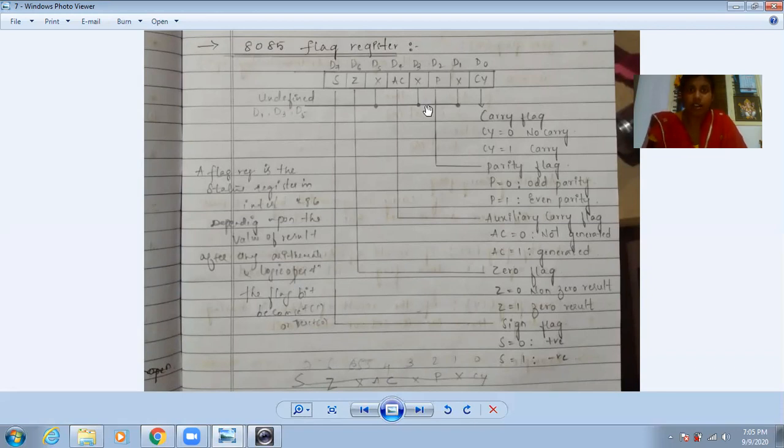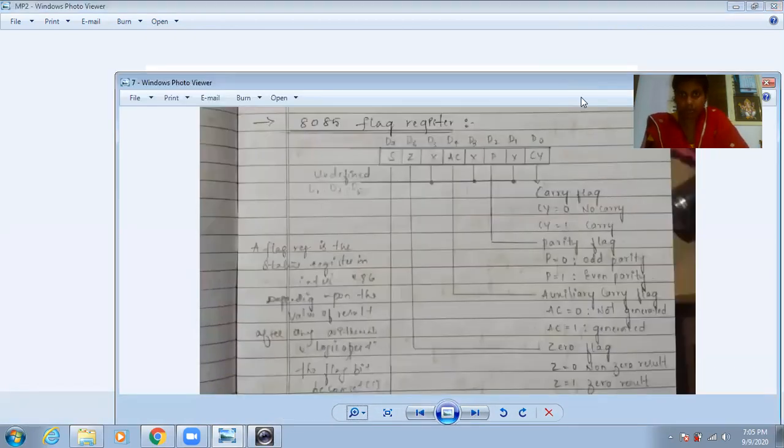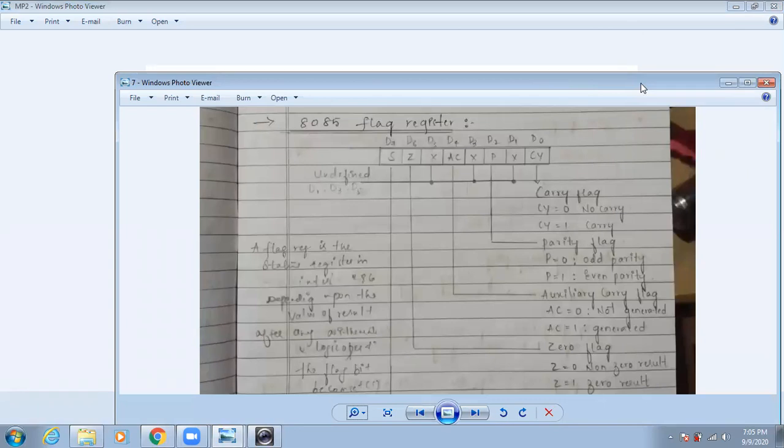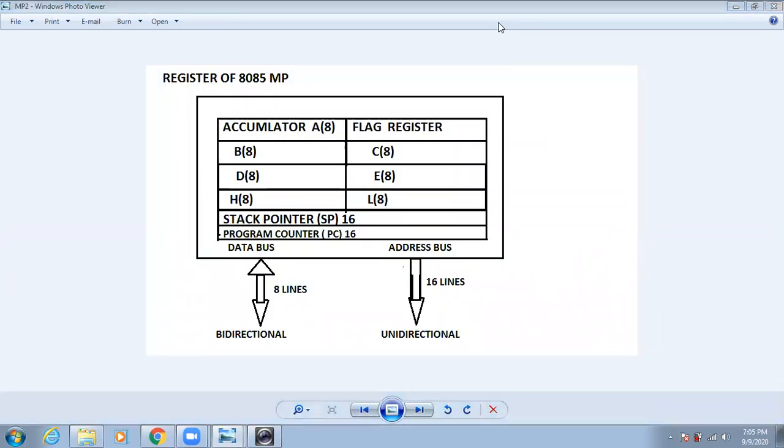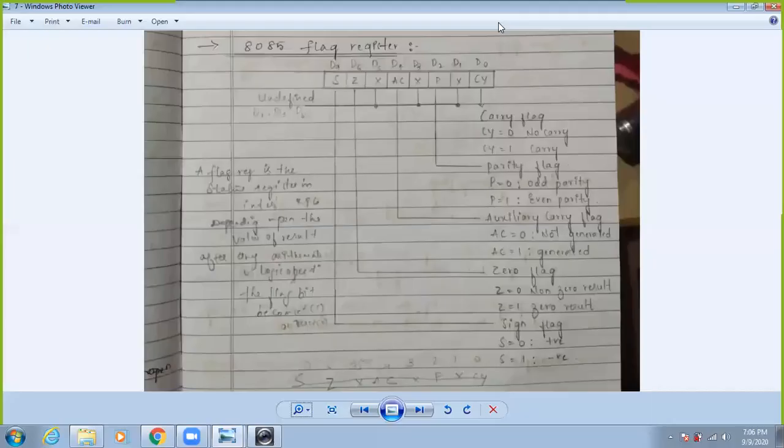So here, as I said, flag register is having the 8-bit. So here also we will be having the 8-bit data from D0 to D7. So 8085 flag register will be consisting of 8-bit of data, which ranges from D0 to D7.